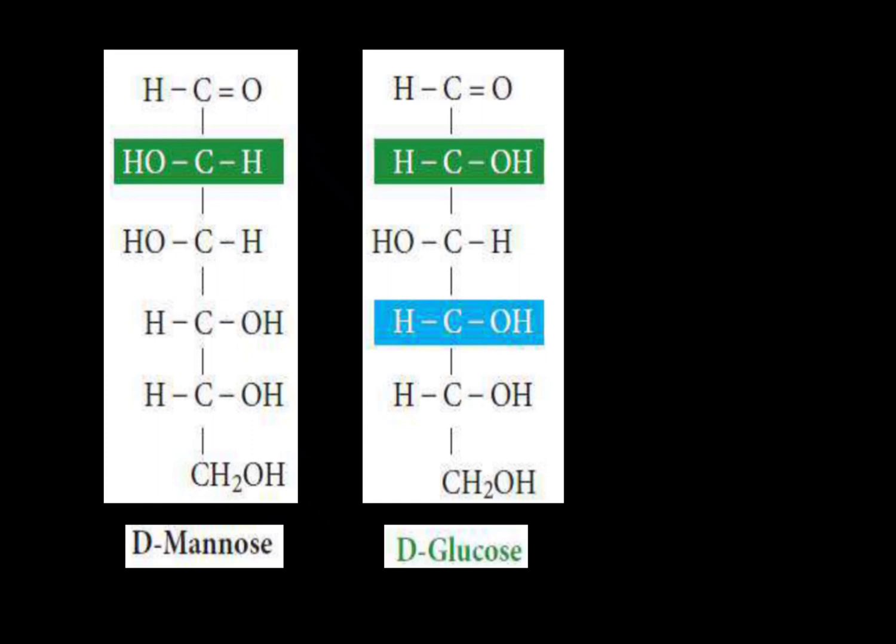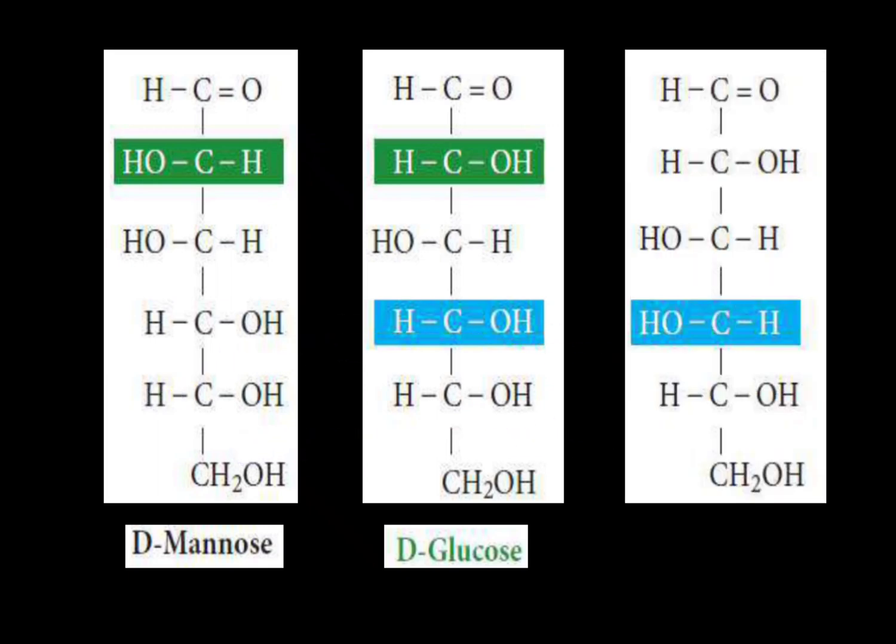Here is how you can understand it. If you know D-glucose, but a molecule differs only in relation to the second carbon, then it is D-mannose. In the same way, there is another molecule with the same structure as D-glucose, but it differs from D-glucose only in relation to the fourth carbon. This fourth epimer is D-galactose.